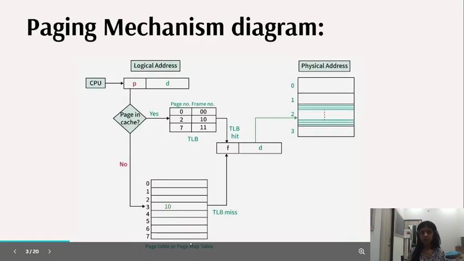So this is a diagram for paging mechanism. This has two types of addresses, logical address and physical address. So this diagram seems a bit complicated right now, but further we'll study what actually these addresses mean and why the physical address is used when the logical address was already available.